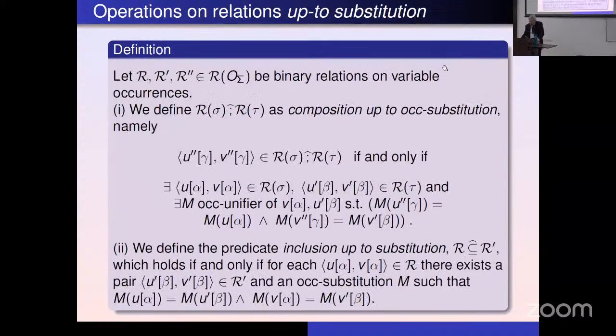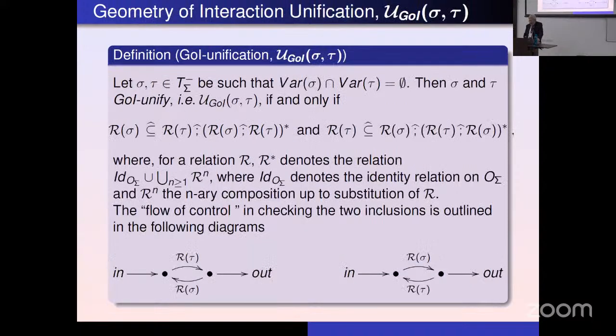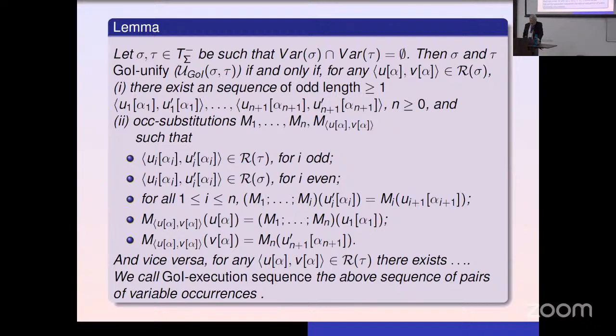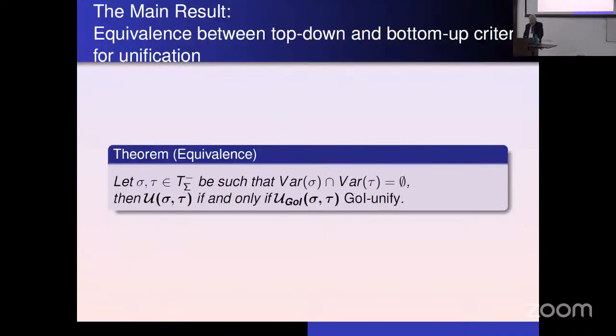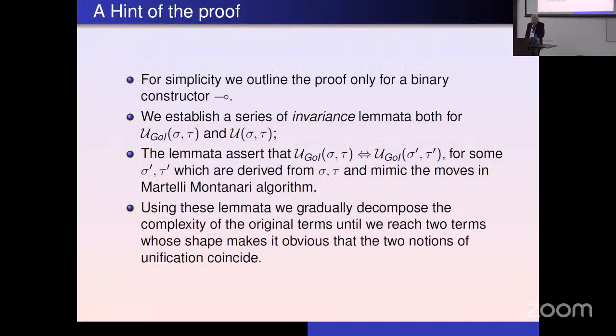This is up to relations up to substitution, because the final variable in the path has to be sometimes replaced. There are lemmas which sort of formalize what I have explained awkwardly with my hands. And here is the main result. So the standard unification is the same as this unification a la geometry of interaction.